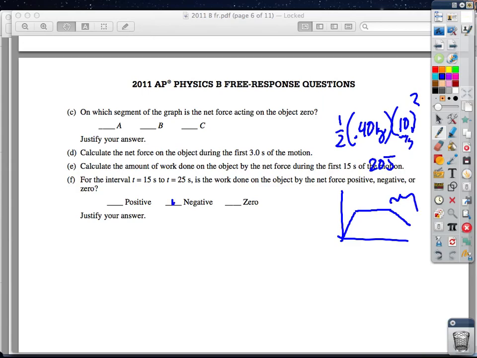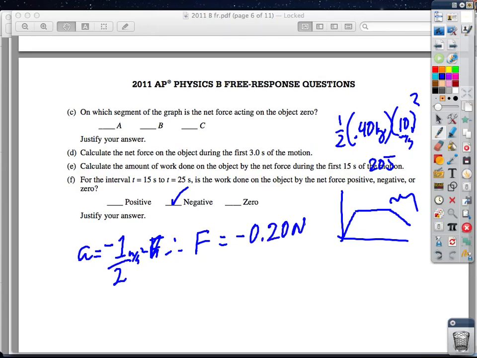And then that work is going to be negative, because negative work means you're trying to slow it down, right? So then you'd say, since a is negative 1/2 meters per second squared, therefore the force is negative 0.20 newtons, I think, and therefore the work, which is force times distance, is equal to negative whatever. Okay, does that make sense? Questions? Okay, good. Got that one done.